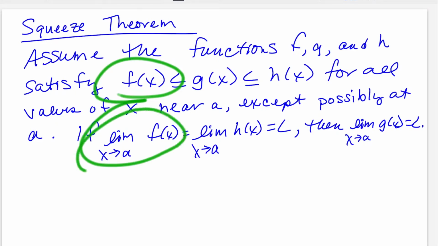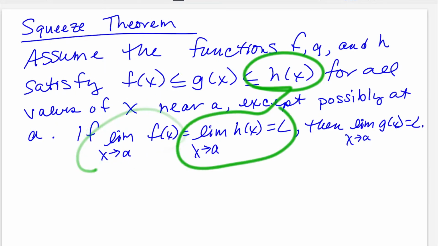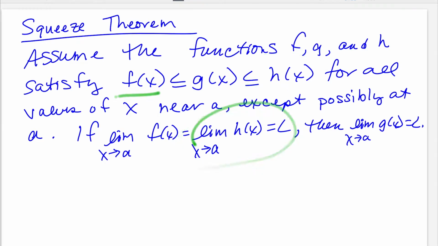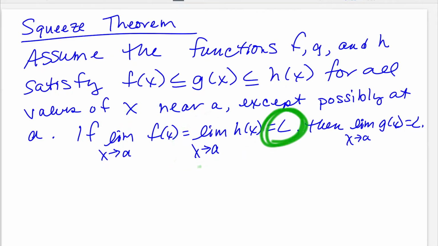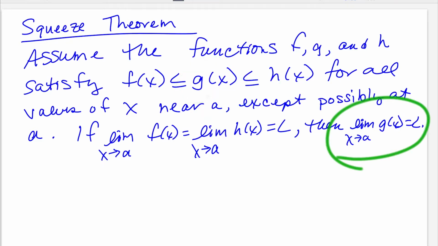F of x is the small one. H of x is the big one. So if I have these broken out where f is the small, g is in the middle, and h is the big. If the bottom and the top approach the same value, they're the same limit. That stands to reason that what's in the middle, what is squeezed, I can squeeze these together, and then my middle one is also going to be that same value. Okay, that's the kicker. That's the whole deal.